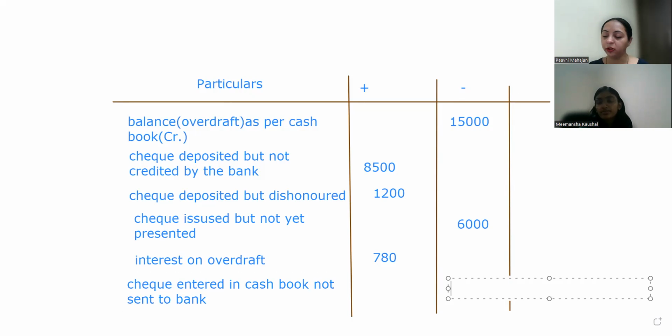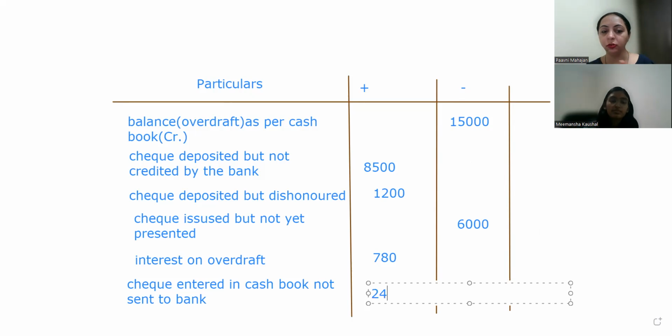Right. So when you discuss check deposited, check issued, check deposited but not cleared, check issued but not collected, check dishonored, everything is the same. Understand the language. So this is the same. Check entered in cash book but not sent. This says that check issued but not presented. Right. Check received from a customer, entered in the cash book but not sent to bank.